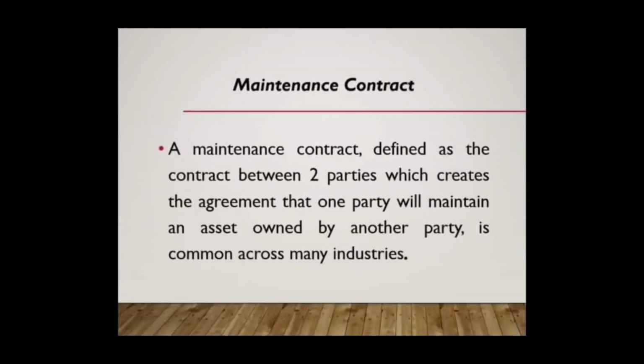Maintenance contract. A maintenance contract is defined as a contract between two parties which creates the agreement that one party will maintain an asset owned by another party. It is common across many industries.